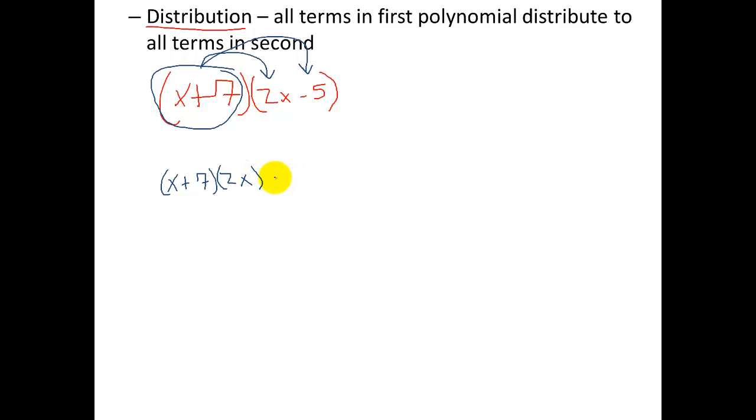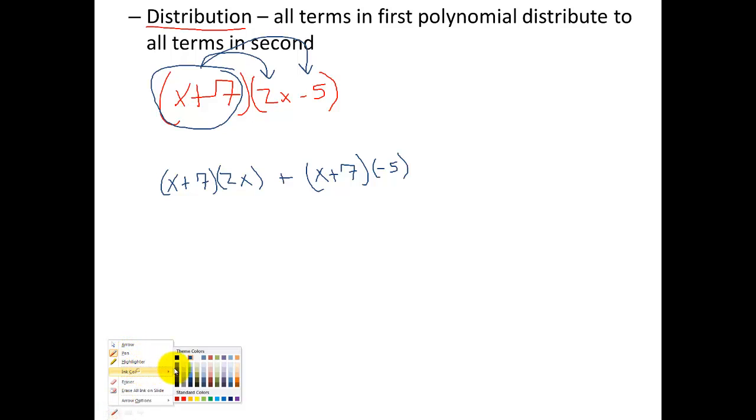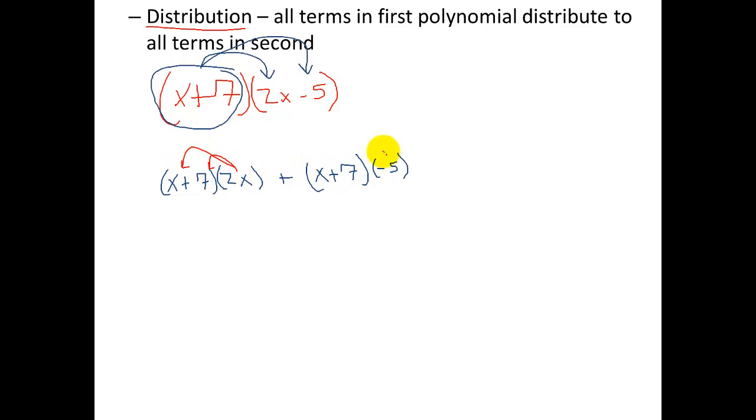and then you'd have plus x plus 7 distributed to the second thing, which is a negative 5. Okay, and now this distributes here, 1, 2, and 1, 2. So you have x times 2x is 2x squared. 7 times 2x is plus 14x. Here we have negative 5 times x, which is negative 5x. And here we have 7 times negative 5, which is minus 35.